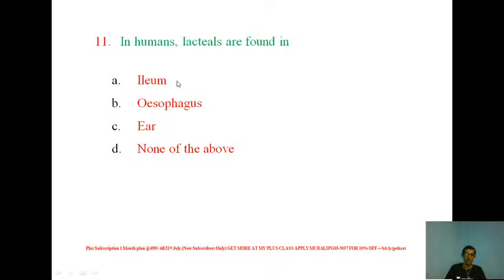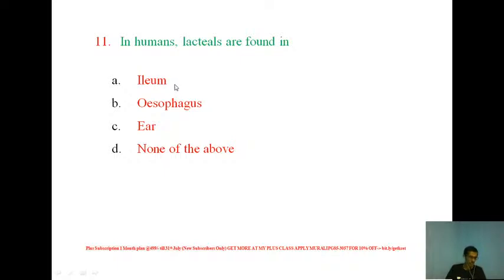So duodenum, jejunum and ileum, isn't it? 3 portions of small intestine. So in the ileum portion we can observe lacteals of villi for the absorption of digested lipid molecules, that is the fatty acid and glycerol. Remember, that is the thing. So ileum is the right answer for question number 11.